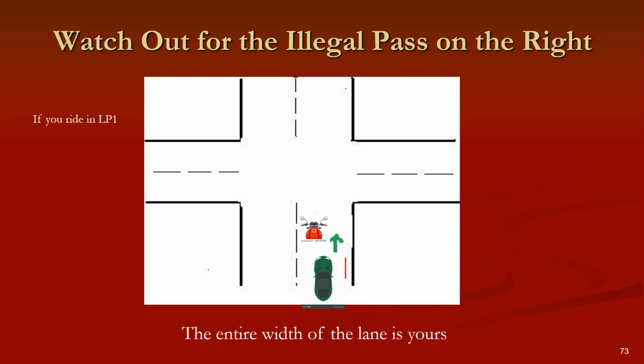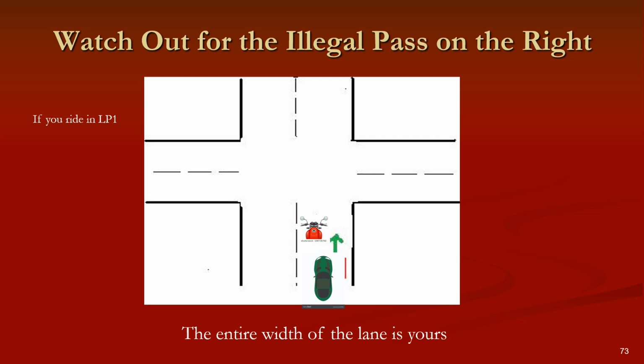Here's another situation. We talked about riding in the LP1 for better visibility. But if you're going to ride in this LP1 position, what's that car behind you going to do? More than likely it's going to pass you, because cars don't like to be behind motorcyclists. But this is an illegal pass because the entire width of the lane is yours. If that car passes you, it's probably a 4-point ticket.